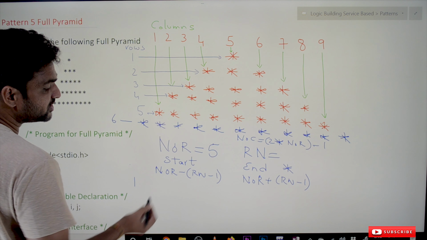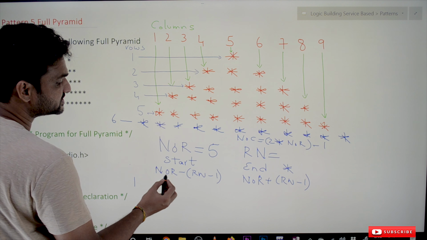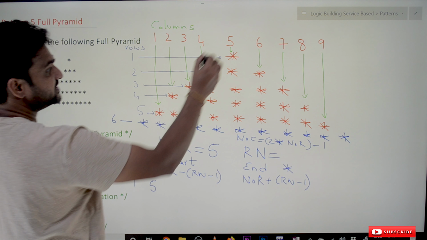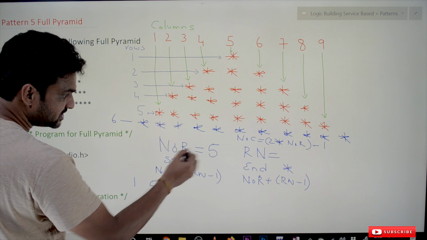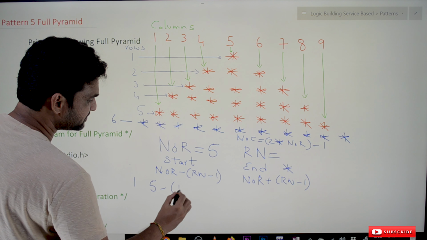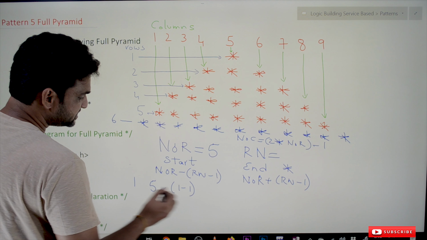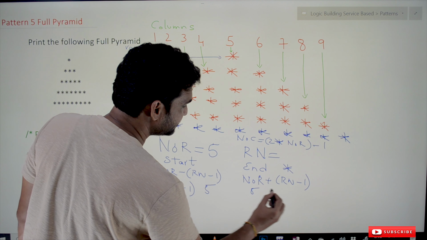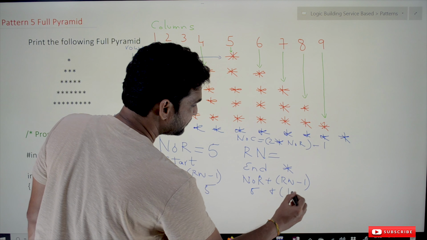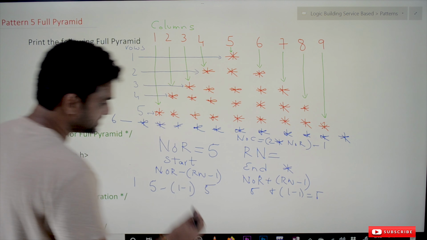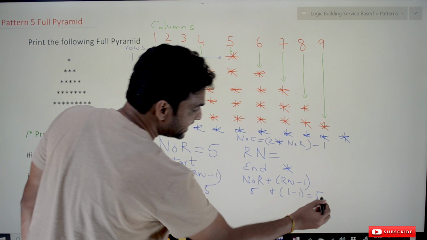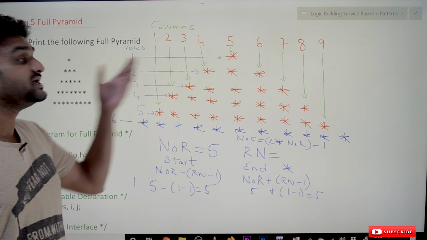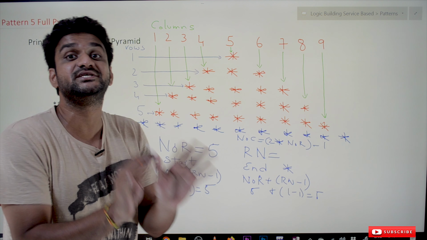if we are in the first row, what is the start point? Number of rows is fixed. Assume that the user has given number of rows is equal to 5. So here it is 5 minus row number 1 minus 1, which is 5. And the end point is 5 plus row number 1 minus 1, so again it is 5. So the start point is equal to 5 and the end point is equal to 5. At that point only we have to print a star. In the remaining points we have to print empty spaces.